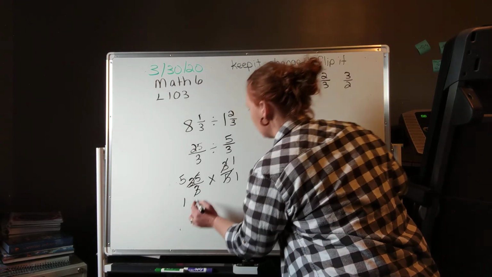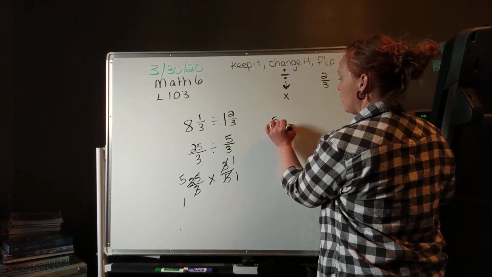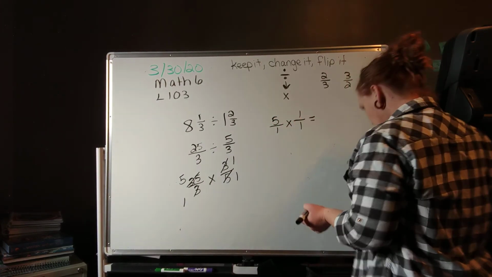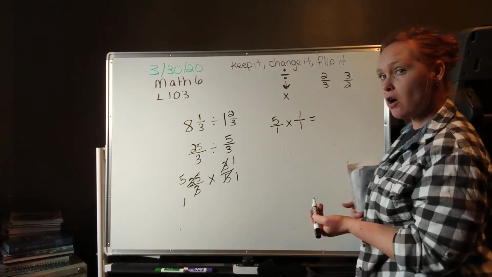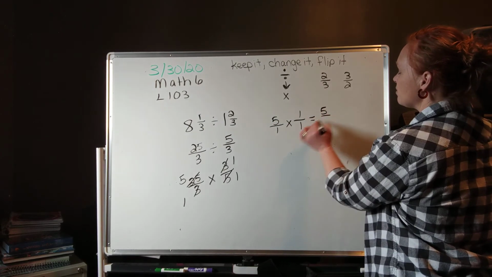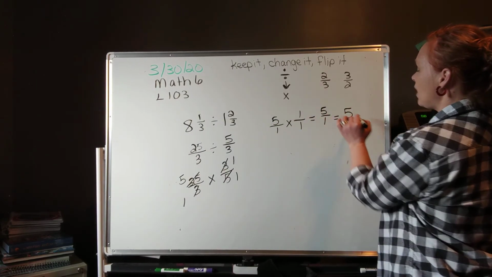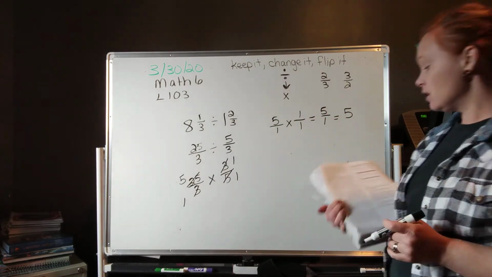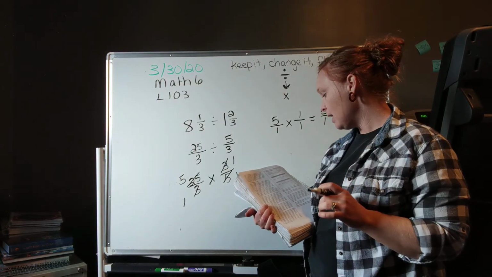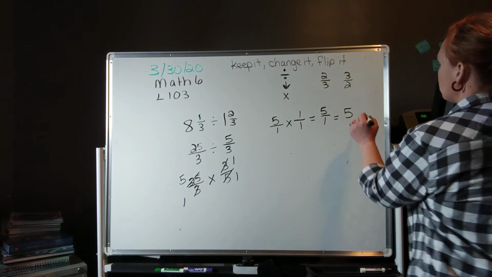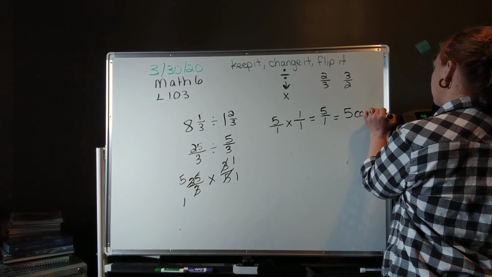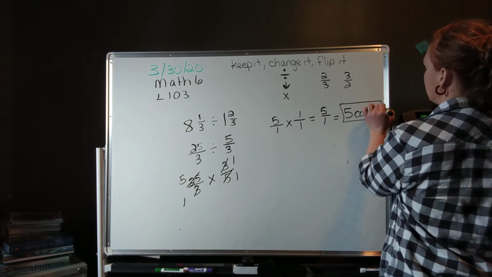Okay, so let me write down what we have. I'm going to do it up here. 5 over 1 times 1 over 1. Okay, so now we can multiply. And we've done all of the work, so this is a really easy problem. 5 times 1 is 5. 1 times 1 is 1, which equals 5. But 5 what? Let's look back at the word problem and see what they were asking us for. How many containers? Okay, so this would be 5 containers. Whoops, running out of room. Okay, and this would be my answer.